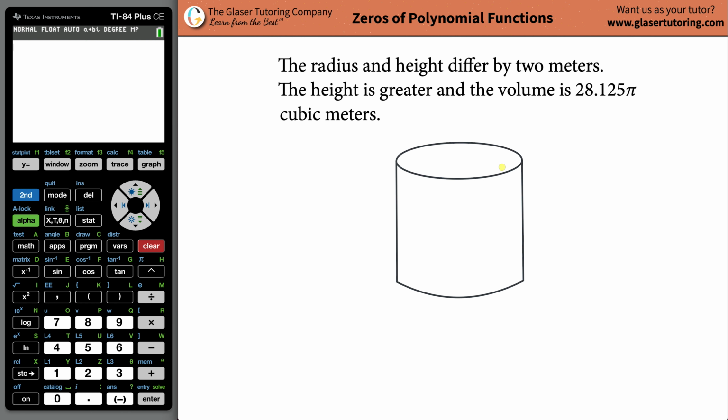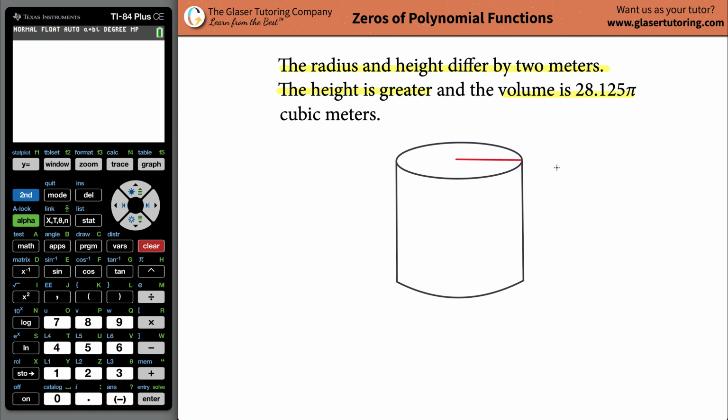We've got a right circular cylinder, and what we have to do is find its dimensions. So here's the problem. We know that the radius and the height differ by 2 meters, and it says that the height is greater. And it tells us the volume. So basically, how do we find the radius? How do we find the height? Just take it piece by piece.